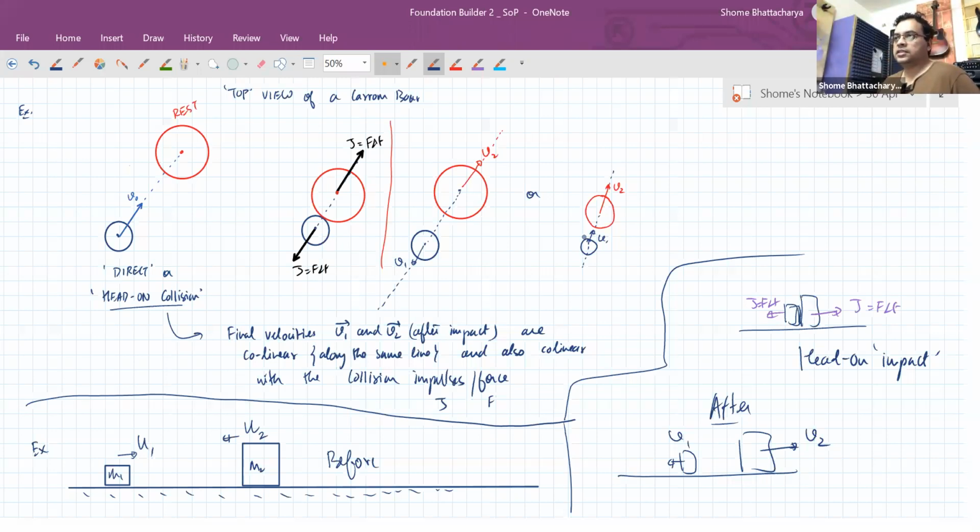Yes, tell me. Sir, that circle comes back in this case. Now, when will it go with that big circle? So it all actually depends on the amount of impulse versus the initial momentum.